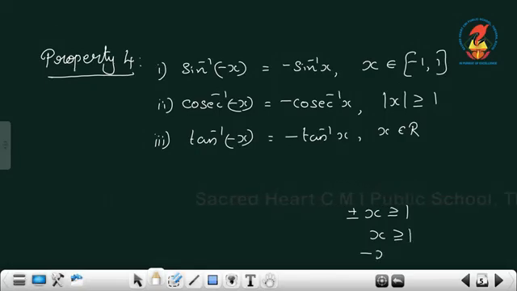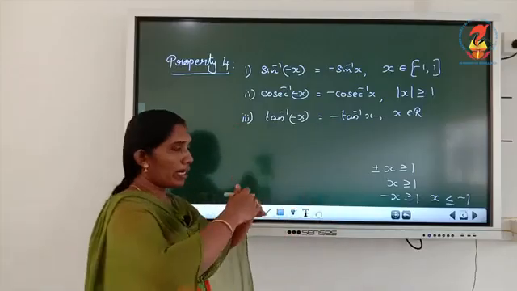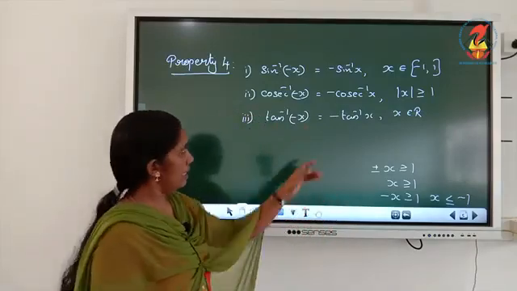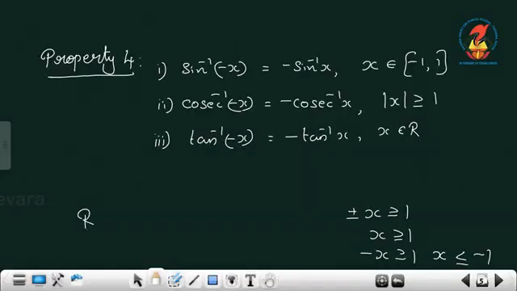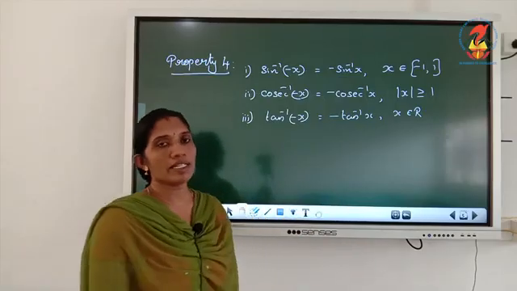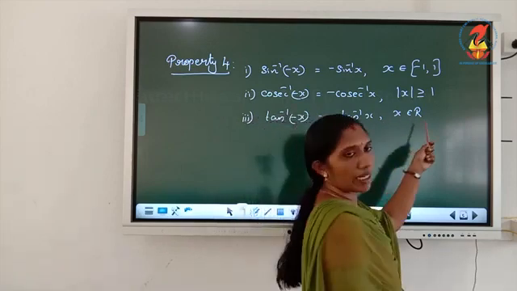Mod x means it is plus or minus x greater than or equal to 1, that is x greater than or equal to 1, and minus x greater than or equal to 1. Minus x greater than or equal to 1 means x is, when we multiply by negative, this sign will change. Okay. So 1 and greater than that, or minus 1 and less than that. In between you won't get. Cosec inverse domain is like this. This is same as this. If this is difficult to remember, you can remember this way, no problem. Both are same. Now tan inverse minus x is minus tan inverse x, and tan inverse domain is real numbers.